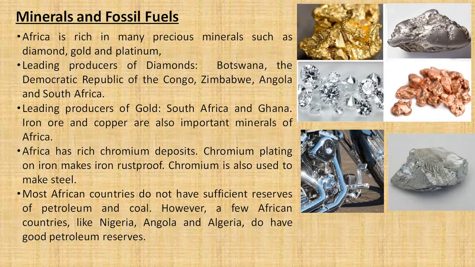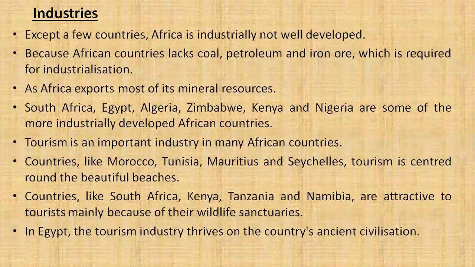Here on the right side, you will find gold, then platinum, copper, diamond, and here chromium. This right side picture is chromium, and on the left side you will find a machine part which is plated with chromium to avoid rusting. So these are the important things under the mineral and fossil fuel heading. And further, moving forward, industries.